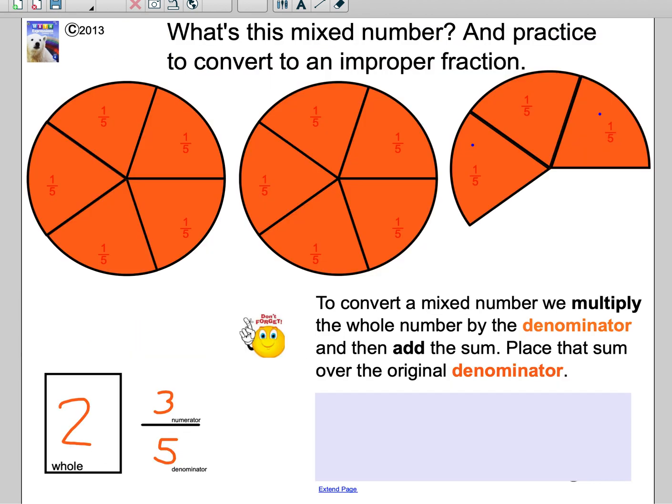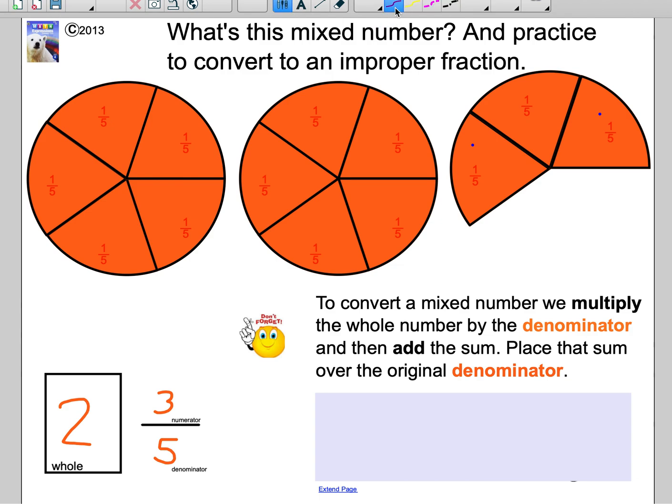So let's go back and review. Here's a mixed number of 2 and 3/5. You can see there's two wholes plus the extra 3/5. So the fraction is how many out of a whole do we have? 3 out of 5. So we're going to convert that 2 and 3/5 into an improper fraction.